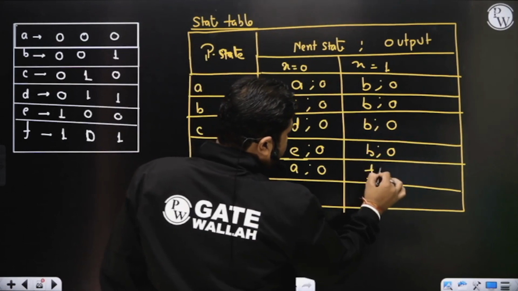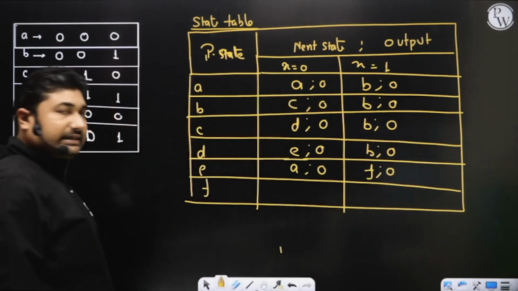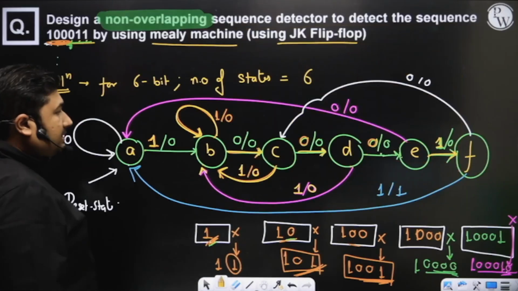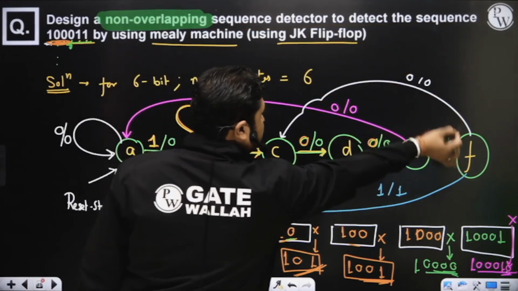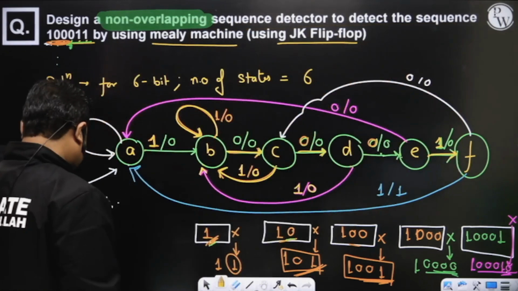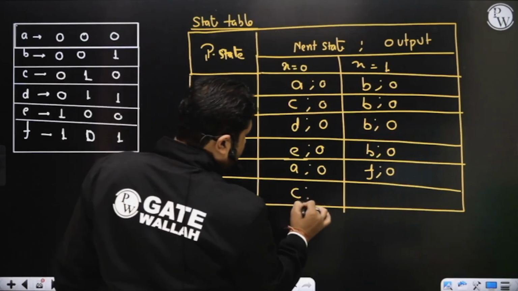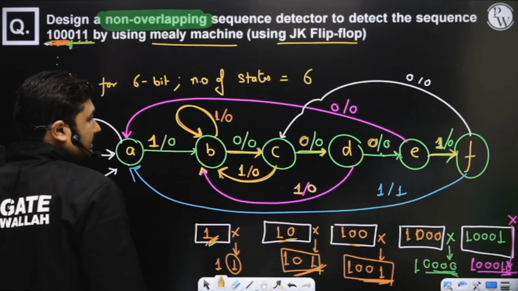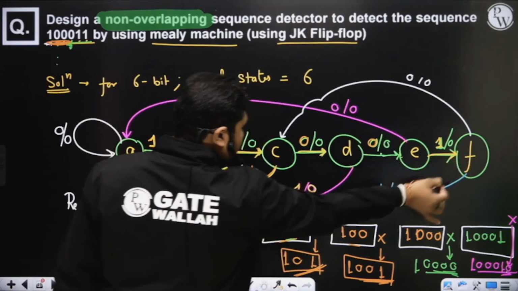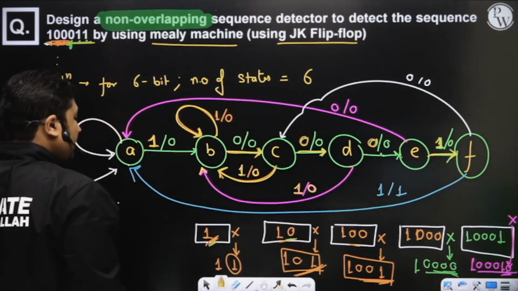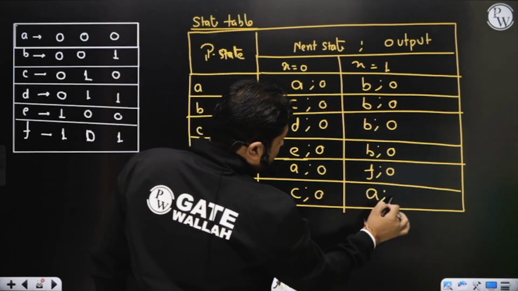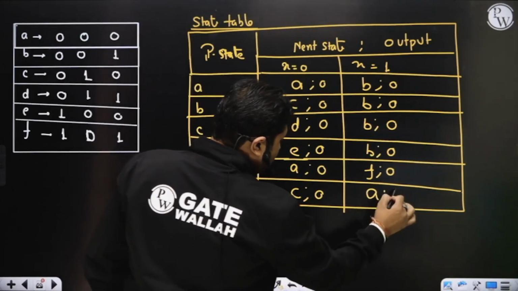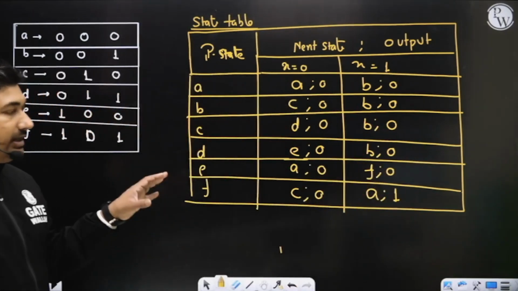Present state F, x equal to 0: next state C, output 0. Present state F, x equal to 1: next state A, output 1. Is it okay? So this is your modified state table.